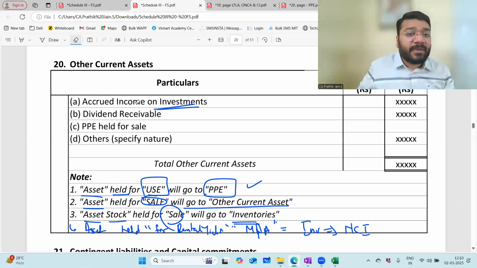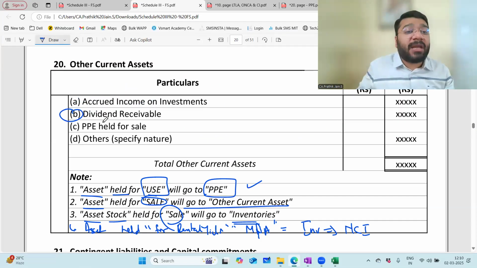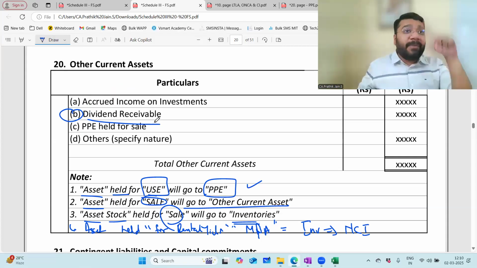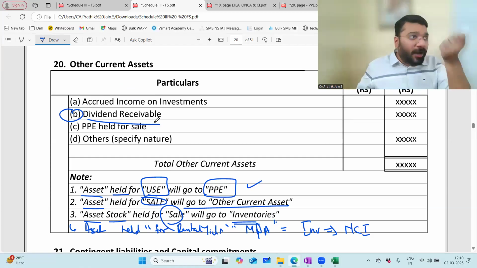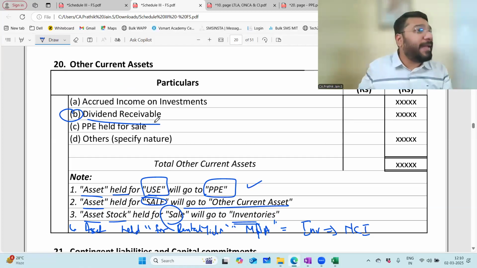Any problem? Dividend receivable. You invested in share market or mutual funds. The company declared the dividend in AGM, but they're yet to give the check to you, or you got the check, but you did not encash it. So it is receivable still. So that is my other current assets.